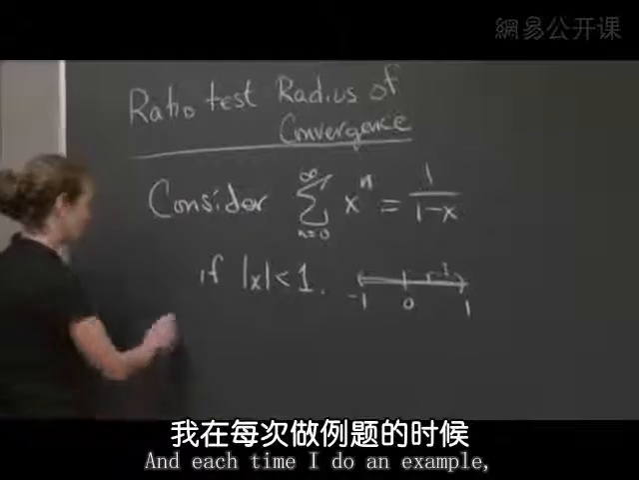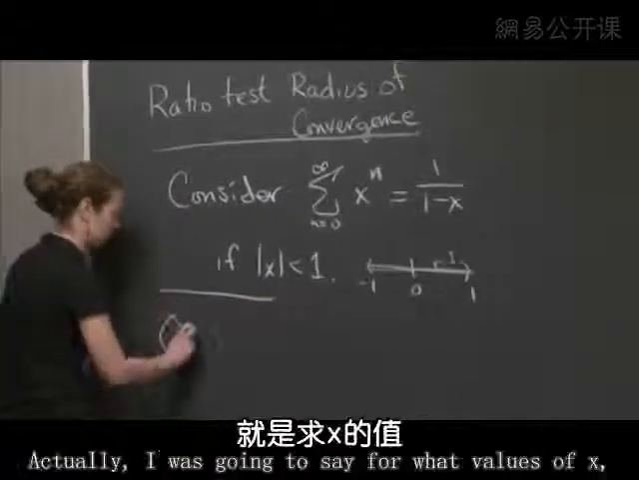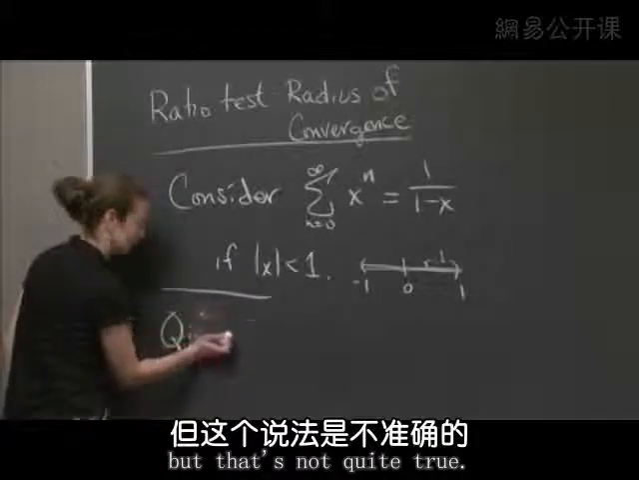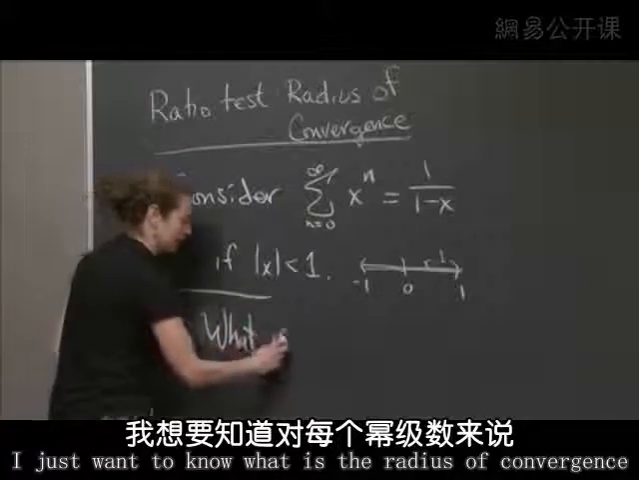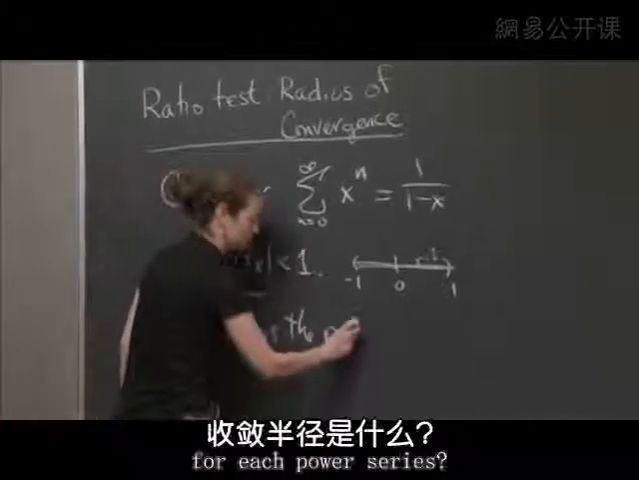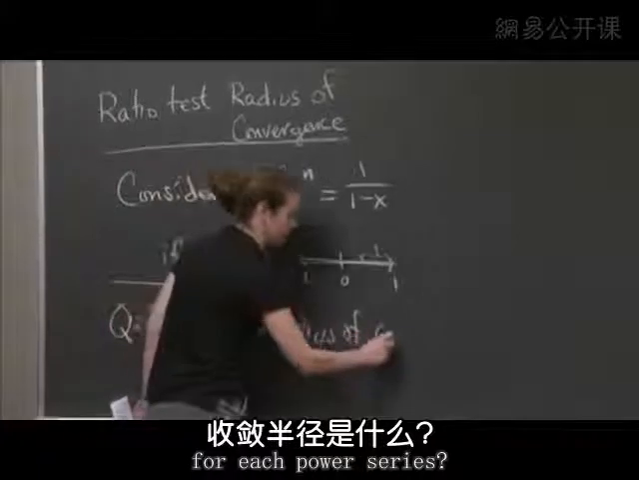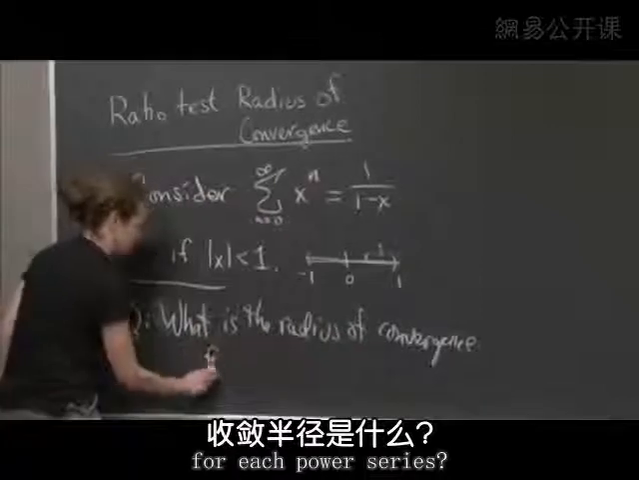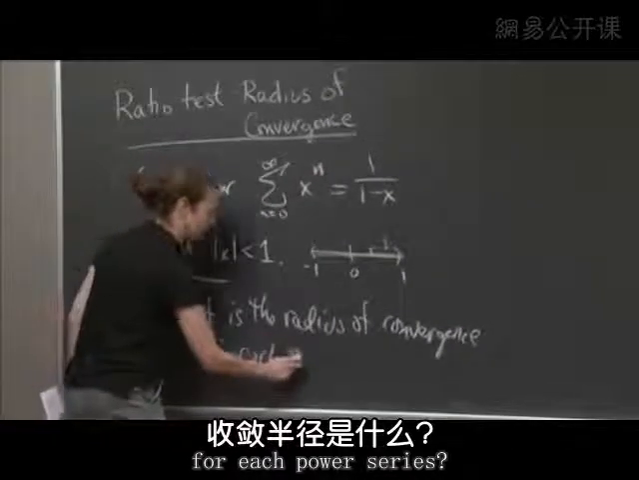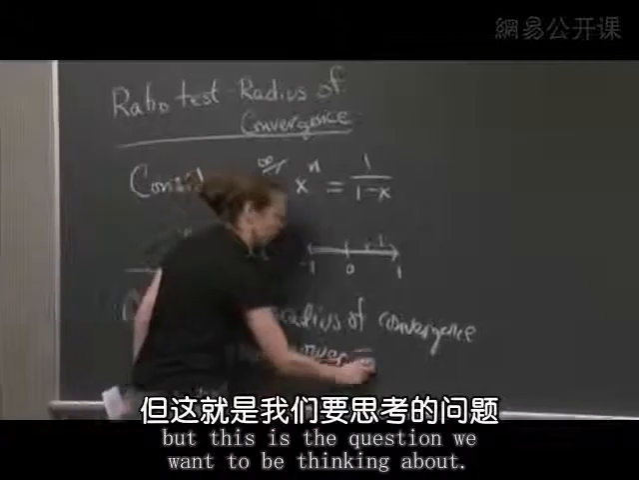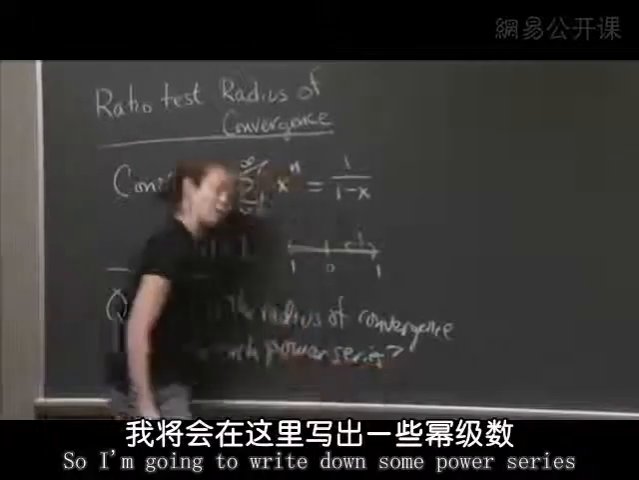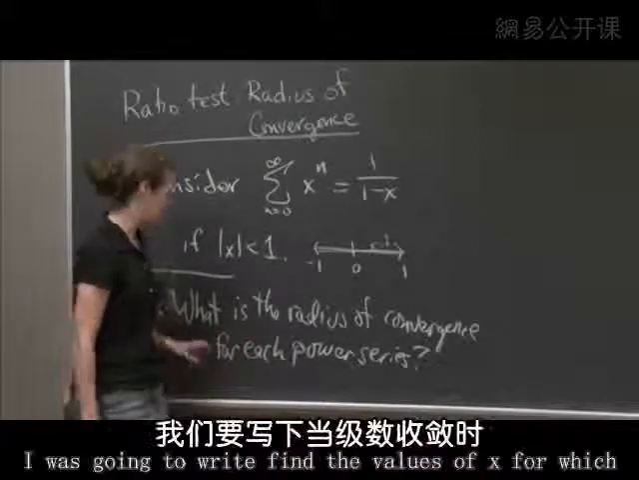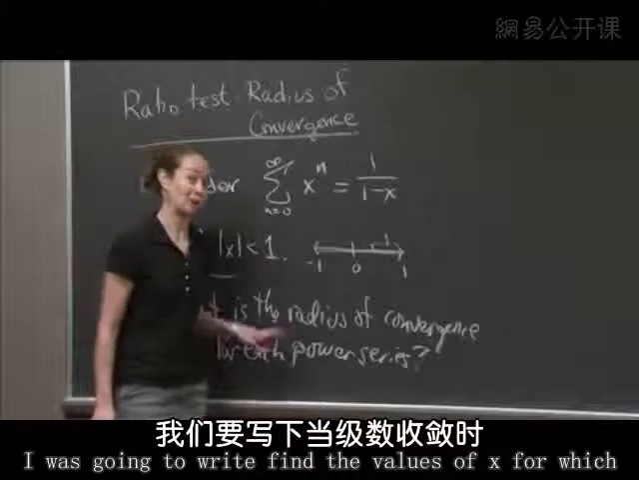And each time I do an example, I'm asking the following question. Well, actually, I was going to say for what values of x, but that's not quite true. I just want to know what is the radius of convergence for each power series. So I'm not going to write it up every time, but this is the question we want to be thinking about. So I'm going to write down some power series, and we're going to see what is the radius of convergence for each of those.